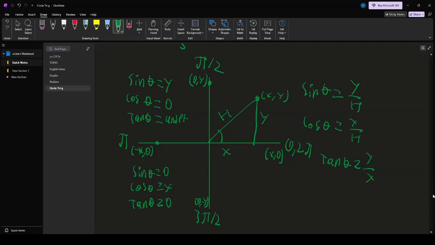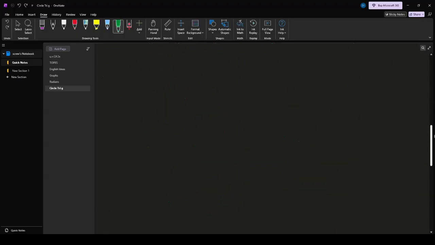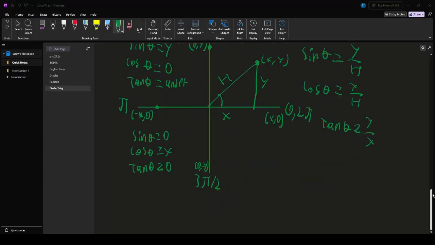I think that's everything. So just apply these skills, I guess.